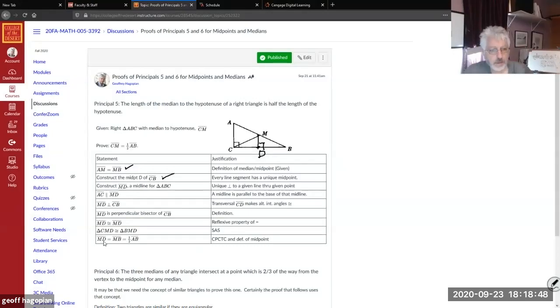Geez, there's another typo there. Do you see it? That should be a CM, not an MD. Yeah, which is what we wanted to show, right?